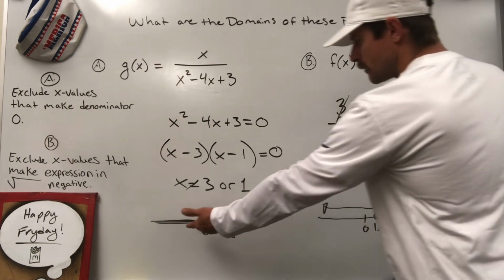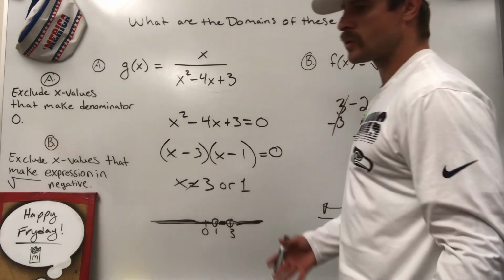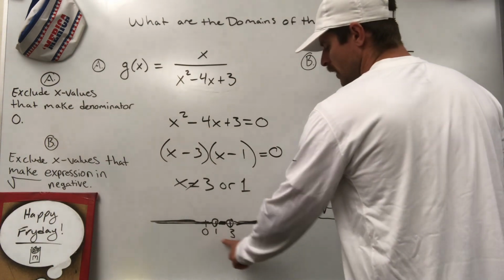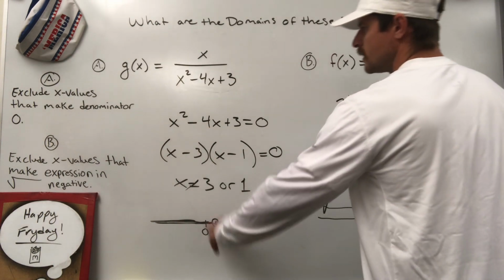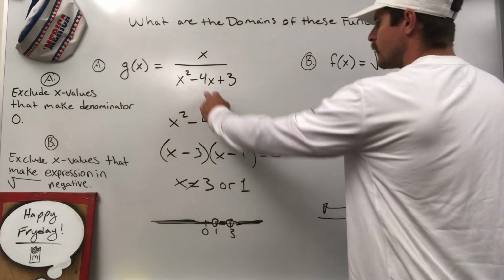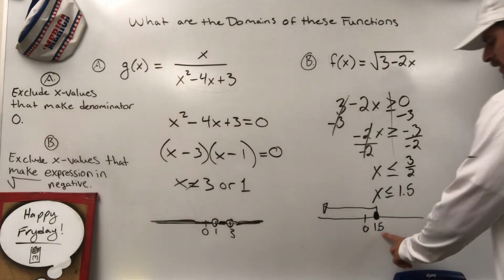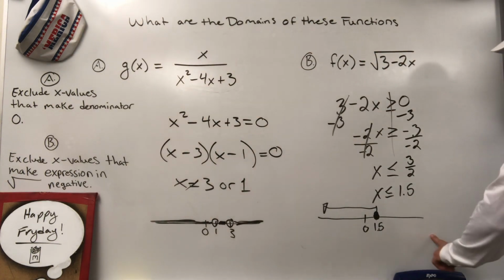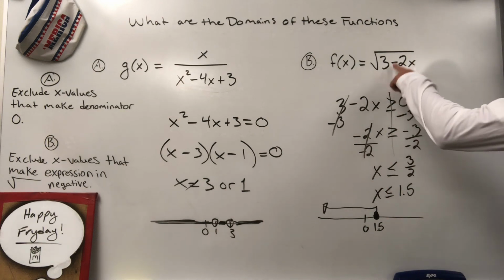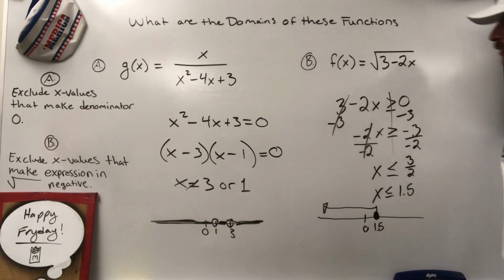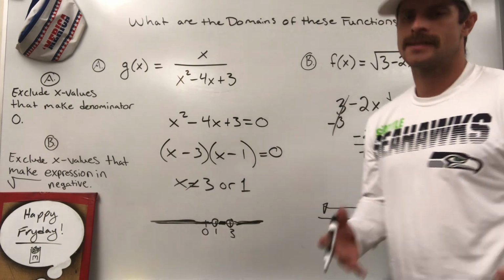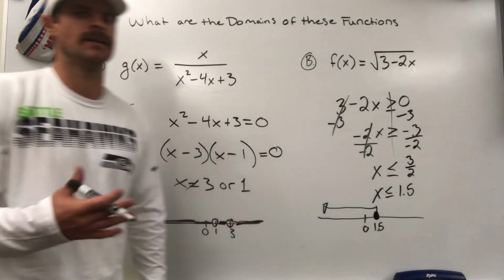Our domain over here with this problem is any number in the world, all real numbers, except for 1 and 3. The reason 1 and 3 don't work is because they gave us a 0 down at the bottom of this fraction. Can't be done. The reason anything bigger than 1.5 won't work is because that would give us a negative value in our square root symbol, which would not make sense. You can't take the square root of a negative value.